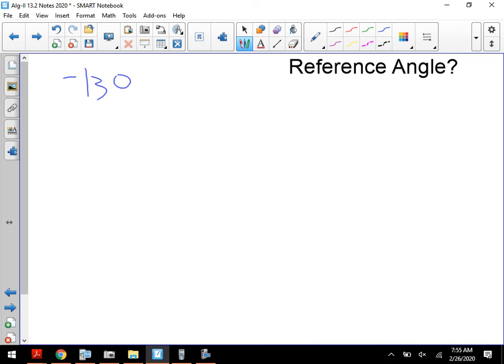All right. Try this one. Negative 130, and then give me a reference angle. Draw it, place it. What quadrant are you in, and what's your reference angle? I know, it's a lot of work. I ask so much of you.